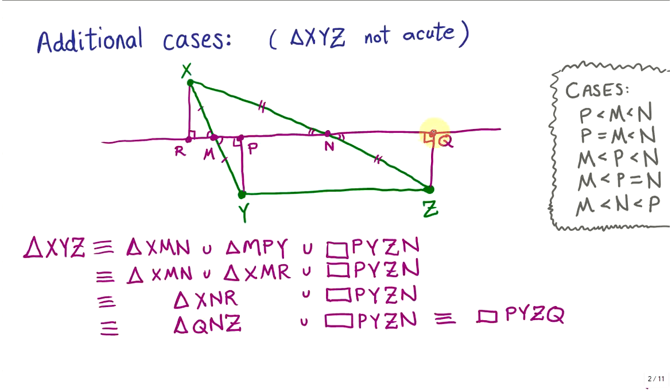is congruent to the triangle QNZ, again by angle, angle, side. They both have a right angle, corresponding vertical angles, and the side XN is equal to the side NZ. So we have this equivalence by dissection, but then the union of this lower quadrilateral with this triangle gives us the quadrilateral PYZQ.